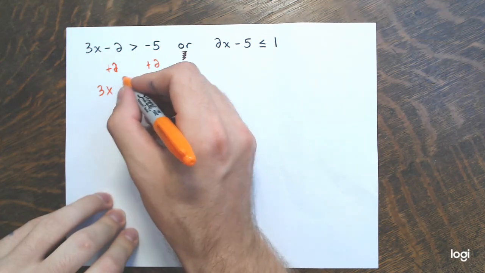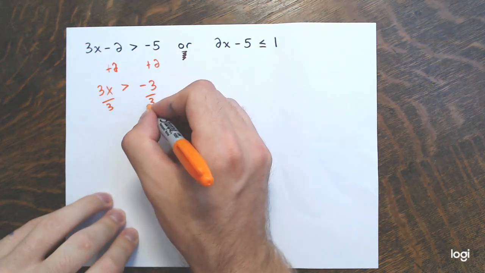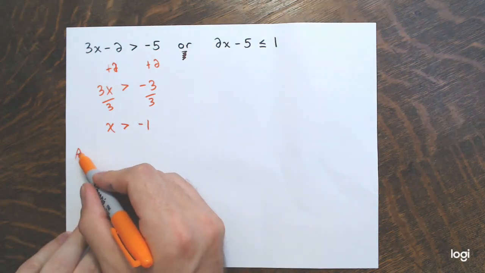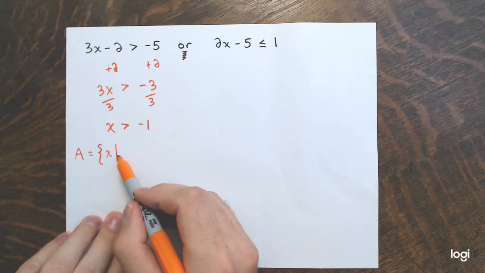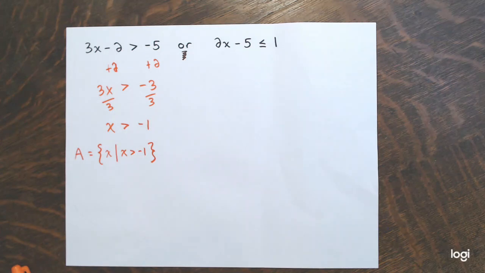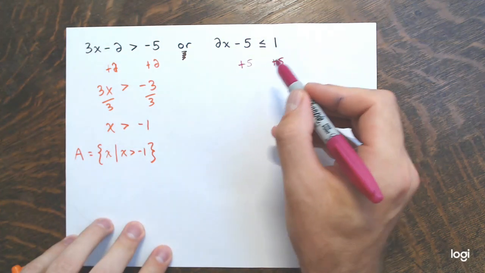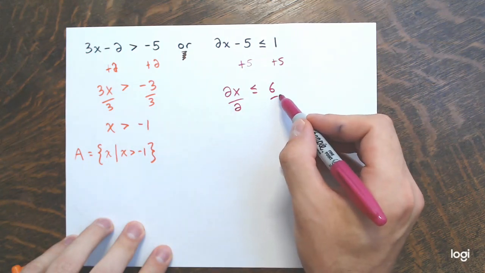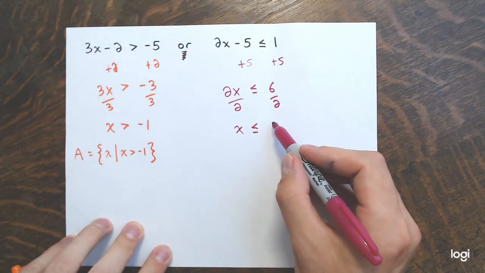3x on the left now is greater than negative 3. Divide by positive 3. So I have x is greater than negative 1. So again, set A, the set of all the solutions of this first inequality, are all the values of x that are greater than negative 1. Alright, and the other inequality, I would add 5 to both sides first. We have 2x is less than or equal to 6, and then divide by 2. So x is less than or equal to 3.